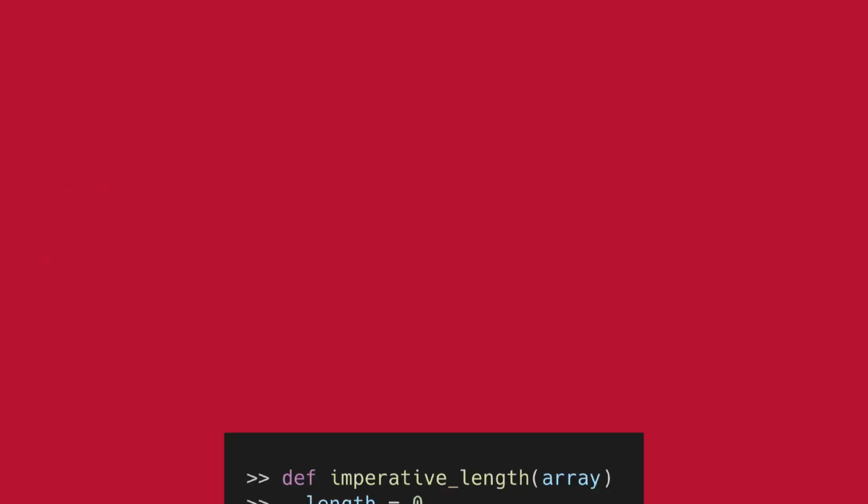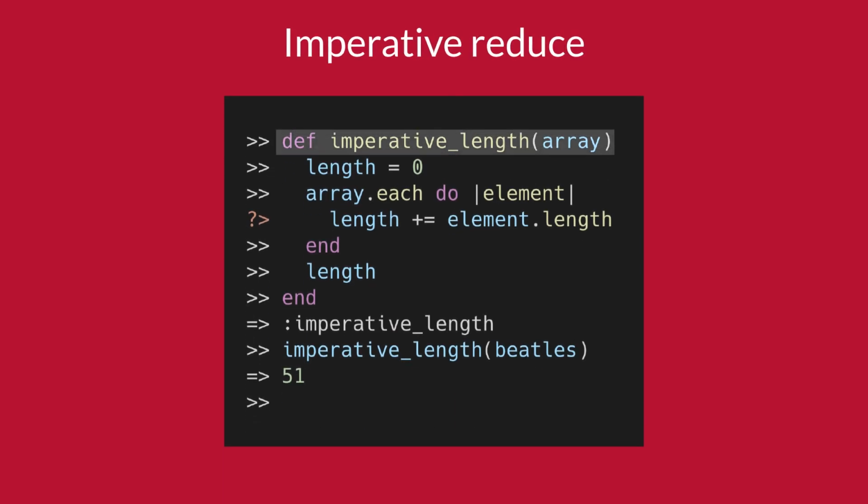To do that the imperative way, we'll define a method called imperative length that expects an array. We have to define a length variable that is equal to 0. And then we'll loop through the array, and for each element in the array, we're going to add to the length whatever the length of that element is. And at the end, we'll return length.